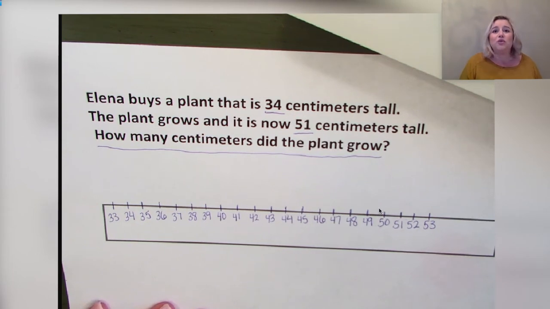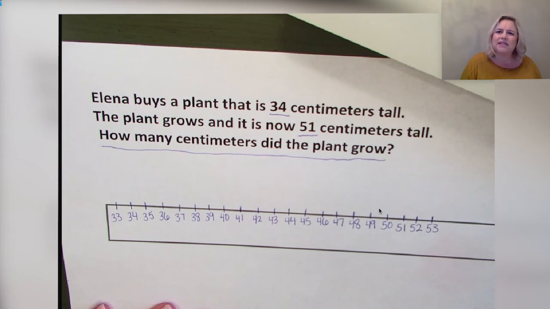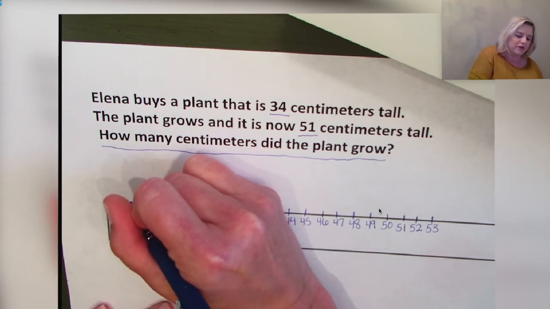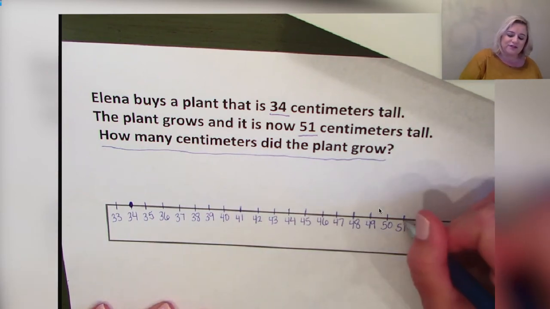So you did a great job going back to the text. You said that our starting point is 34. So how tall is the plant at the end? Very good. The plant ended up being 51 centimeters. So we know it started at 34. I'm going to place my dot there. And then it ended at 51.